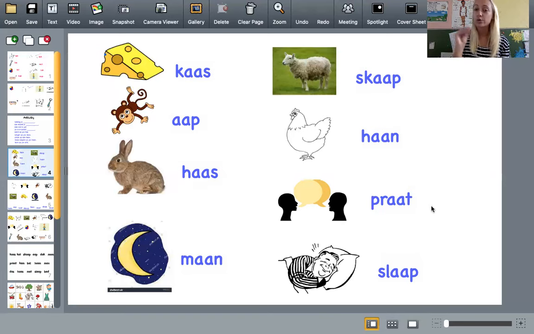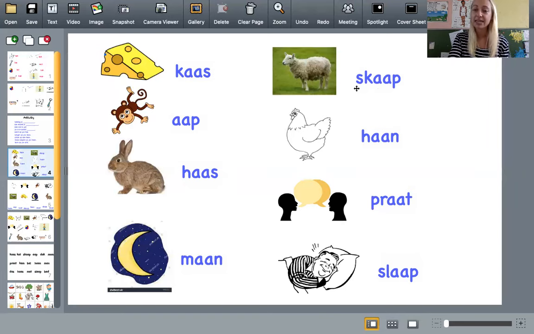Then to talk or speak, the word for that is praat. Praat means to talk. Praat. That's a tricky one to sound out, but we can keep practicing. And then the last one is the word for sleep. What it means to sleep is slaap. Slaap. Okay, let's read these 4 together as well.